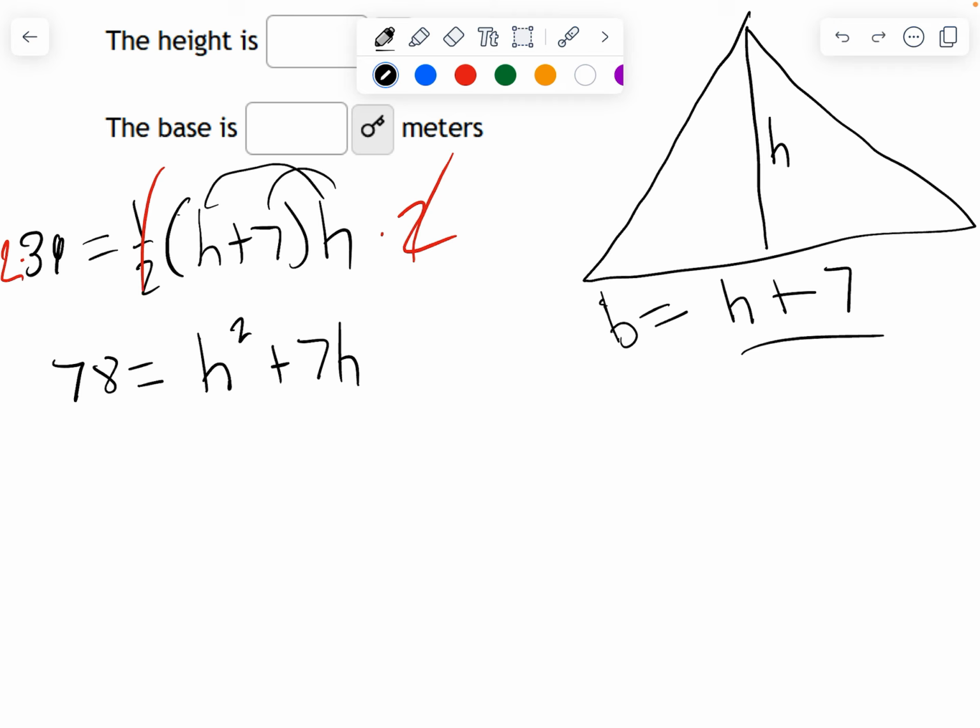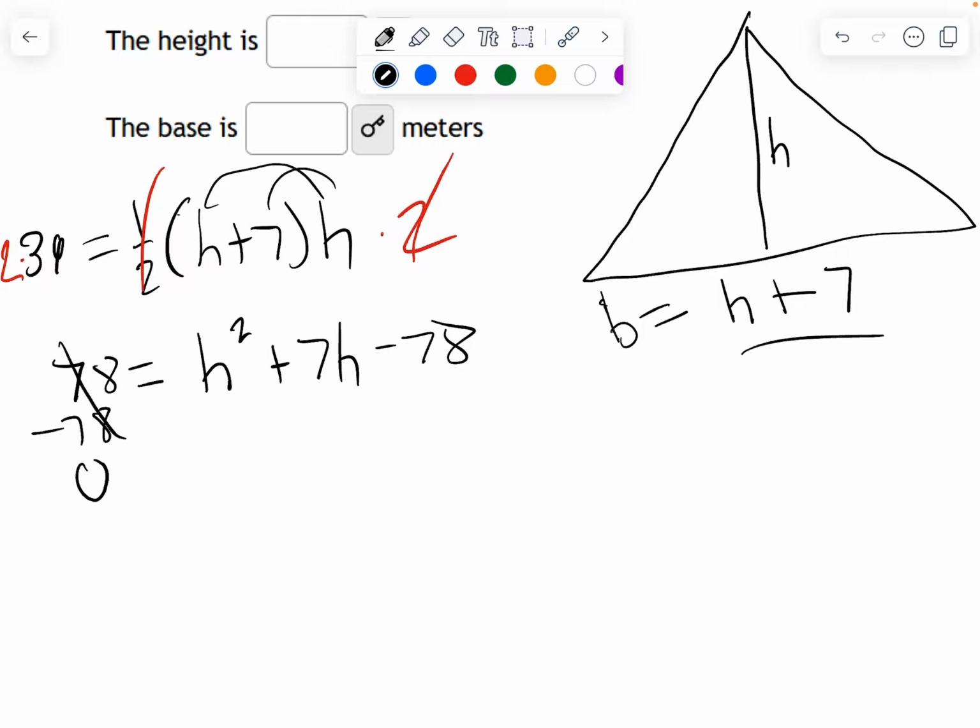And then we notice, quadratic. Quadratic means we're going to be solving by one of our methods: completing the square, quadratic formula, or factoring. We have to pick one somehow. So we've got to move everything over to one side. Then we have 0 equals h squared plus 7h minus 78.